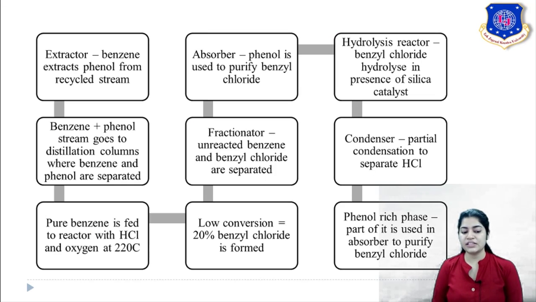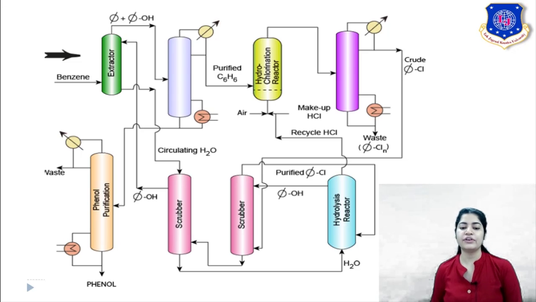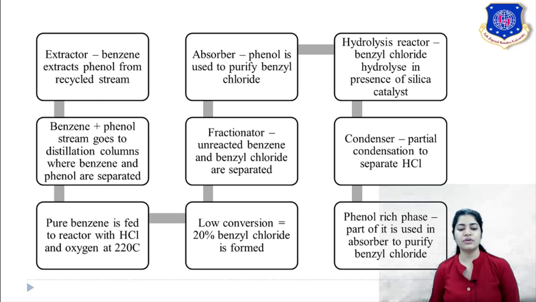Now, pure benzene is fed to the reactor with HCl and oxygen at 220 degrees Celsius. In the hydrochlorination reactor, your purified benzene from the distillation column is reacted along with your HCl, which is recycled. We saw here HCl is regenerated and recycled. So in your hydrochlorination reactor, your first reaction occurs. Benzyl chloride is formed here. Now, the conversion is very low, only 20% of your benzyl chloride is formed.